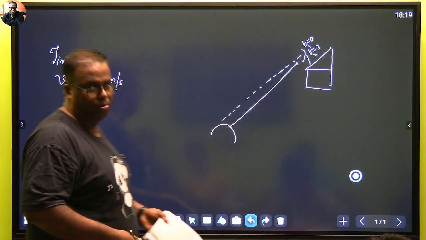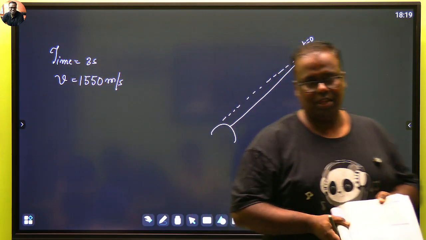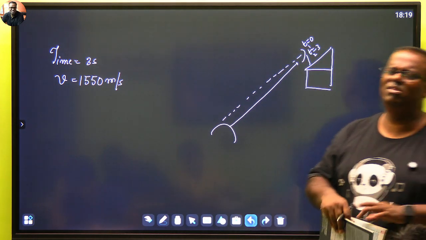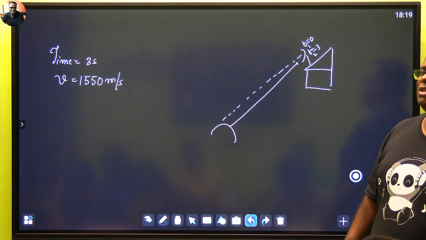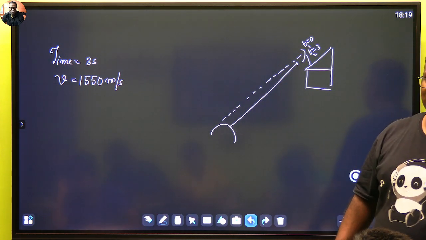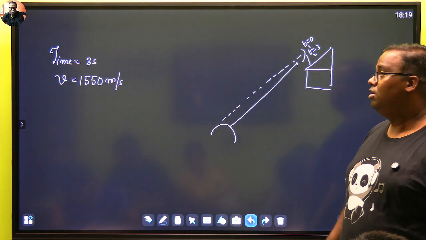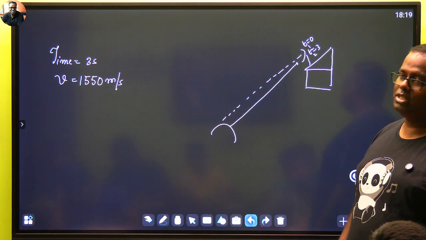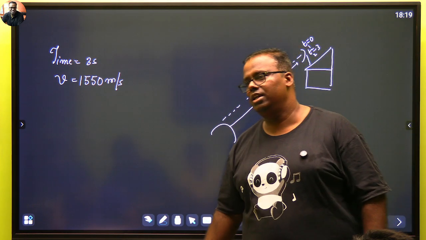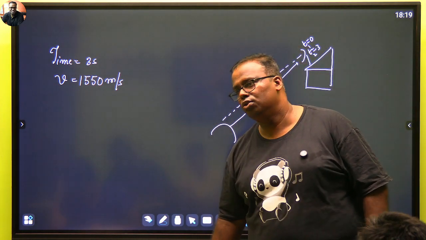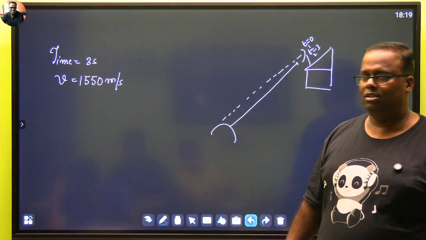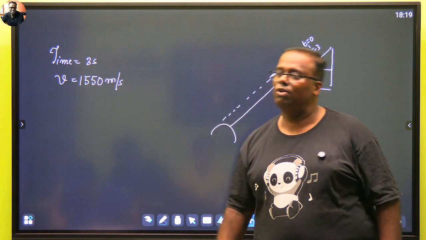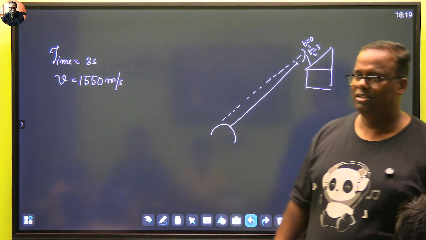How far away is the object? Think. It's a very simple problem. All you have to calculate is the distance traveled by the sound wave. Sir, it's 1550 into 3. 1550 into 3 is 4650. 4650 is the total distance traveled. So the object is how much? 2325 meters away. Is it clear? Did you understand this? Very easy.